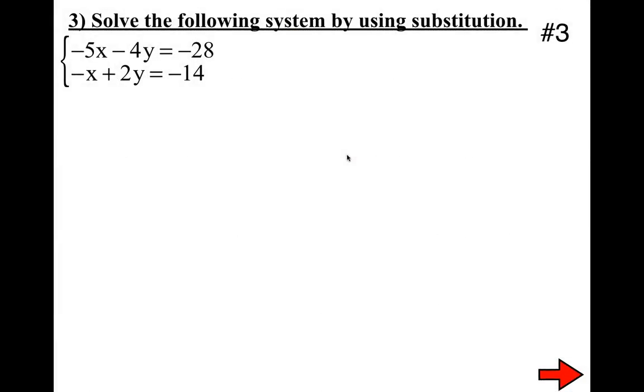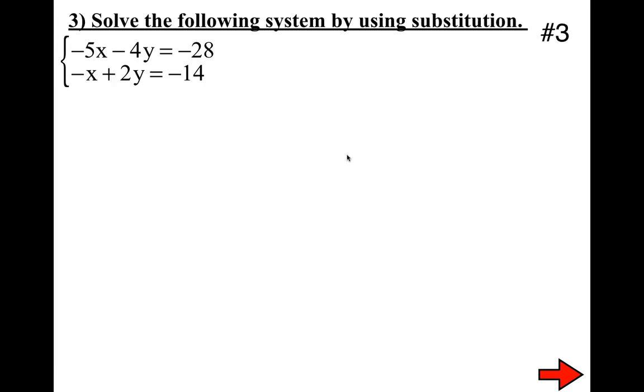For this one, you're going to see that unfortunately none of the variables are solved for, which is okay. So what do we do? Whoops, I got ahead of myself. What we're going to do is go ahead and isolate one of the variables. You can choose to isolate the x's or the y's from the first or the second equation. I am personally going to isolate the x in the second equation.